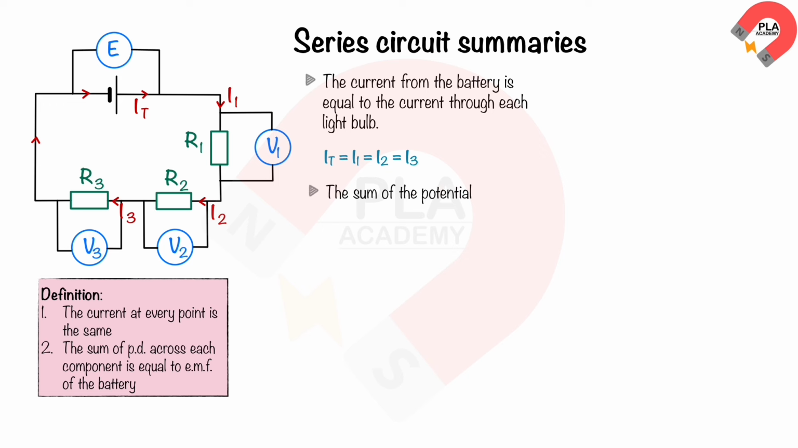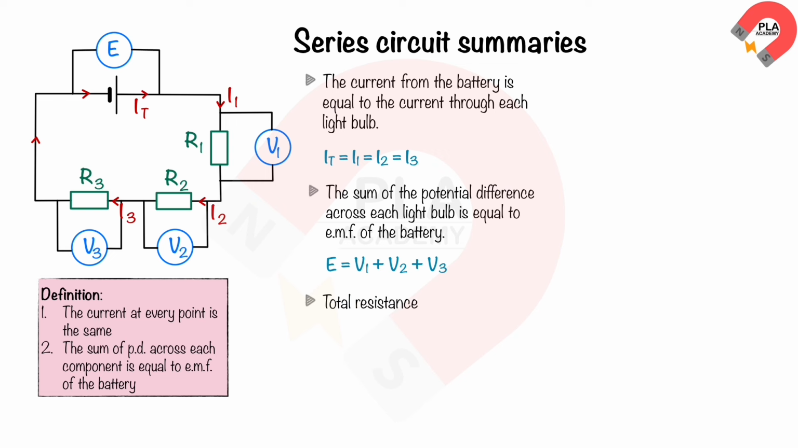The sum of the potential difference across each component is equal to the EMF of the battery. So, EMF E equals V1 plus V2 plus V3. The total resistance of a series circuit is equal to the sum of the resistance of each component. So, RT equals R1 plus R2 plus R3.